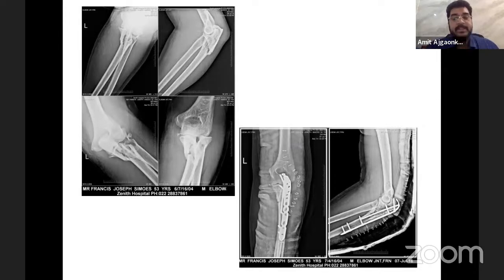And in this case, this was a different case where we did a radial head excision along with a repair of the medial side and the lateral side. Both the medial and lateral ligaments were repaired. And this patient somehow did very well because it was very badly comminuted, and somehow we had not planned, I'll tell you frankly, for a radial head replacement. So we repaired on the medial side, we repaired on the lateral side, and just did this plating.